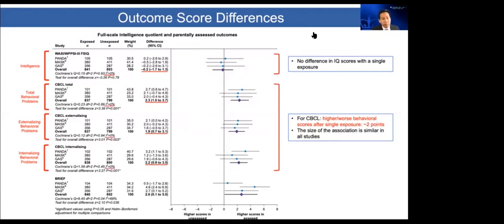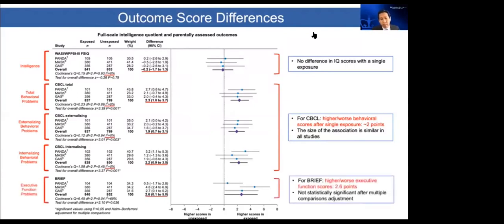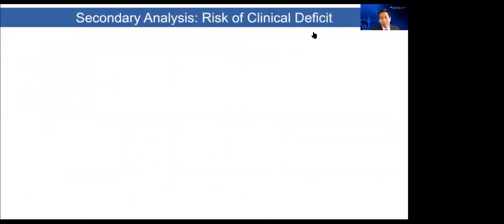The final score is the BRIEF, which measures executive function problems. And here you can see that children who are exposed had higher or worse scores by about 2.6 points. But this final score was not statistically significant after multiple comparisons adjustment. One of the tricky things about score differences is to try to figure out what a 2-point difference actually means from a clinical standpoint.